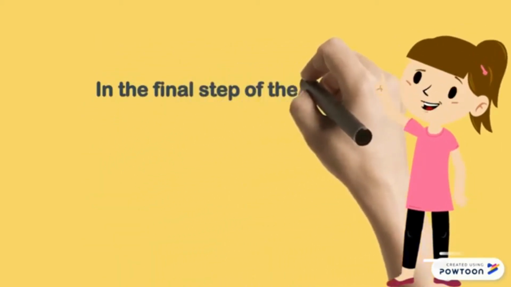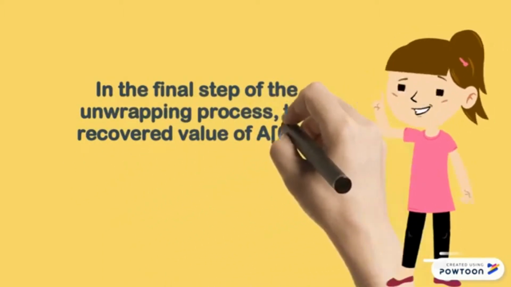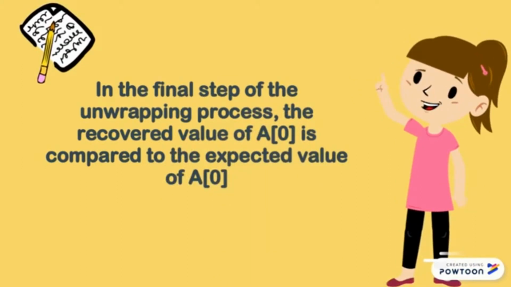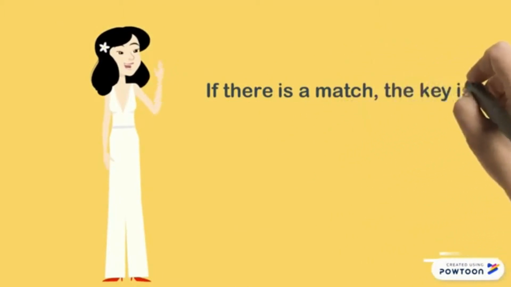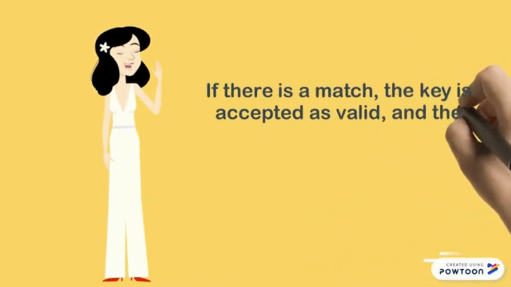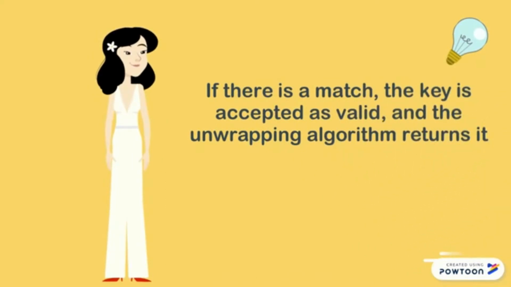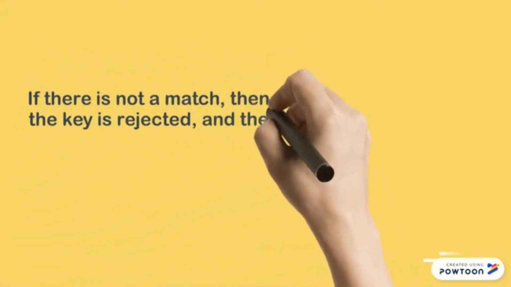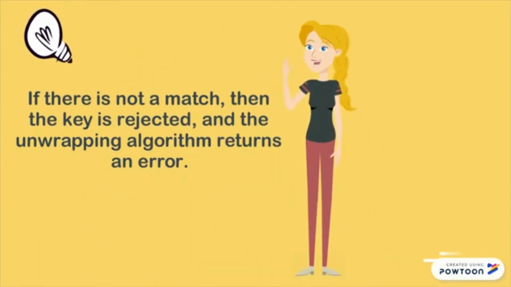In the final step of the unwrapping process, the recovered value of A0 is compared to the expected value of A0. If there is a match, the key is accepted as valid, and the unwrapping algorithm returns it. If there is not a match, then the key is rejected and the unwrapping algorithm returns an error.